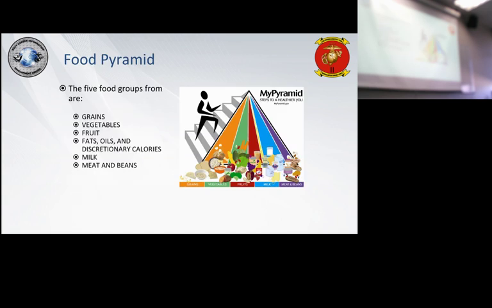Food pyramid, 5 food groups are right here: grains, vegetables, fruits, fats, oils, discretionary calories, milk, meat, and beans. Pretty sure this changed from my food pyramid to my plate. Anybody got any info on that? Or anything against that? No? Pretty sure this changed within the last 2 years, though not that it matters for this.